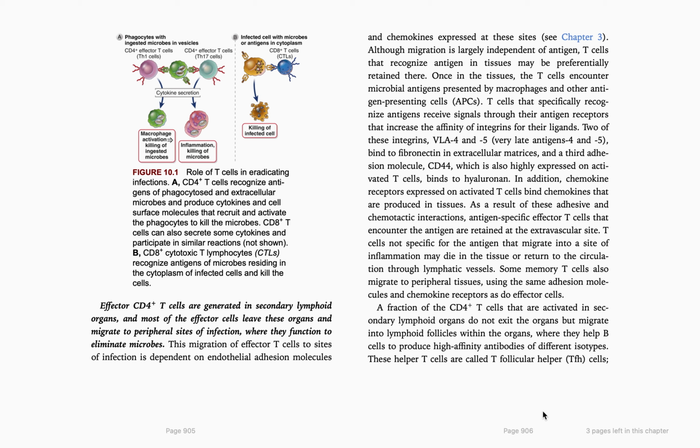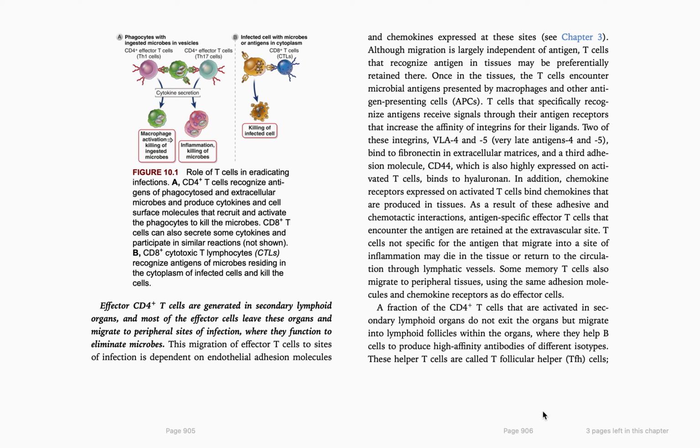Although migration is largely independent of antigen, T cells that recognize antigen in the tissue may be preferentially retained there. Once in the tissue, the T cells encounter microbial antigen presented by macrophages and other antigen presenting cells. T cells that specifically recognize antigen receive signals through their antigen receptor that increase the affinity of integrins for their ligands.